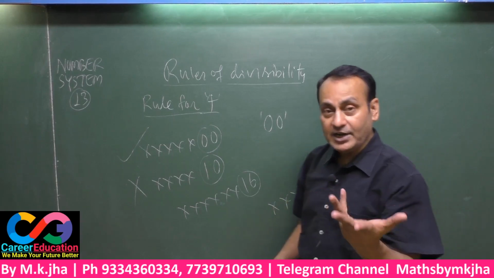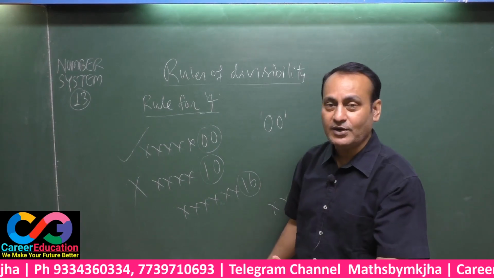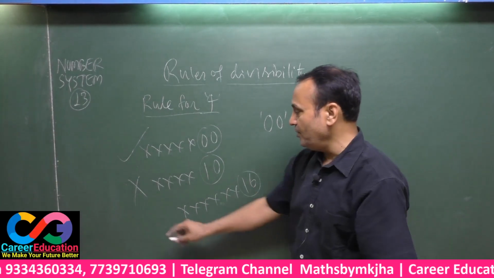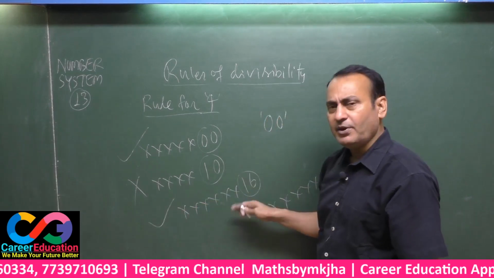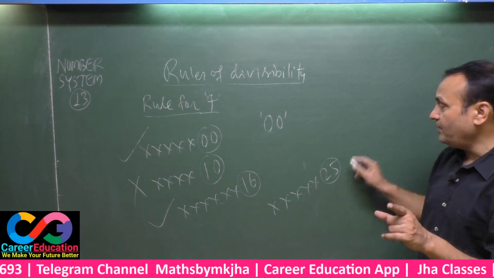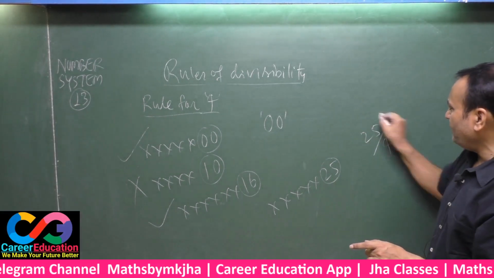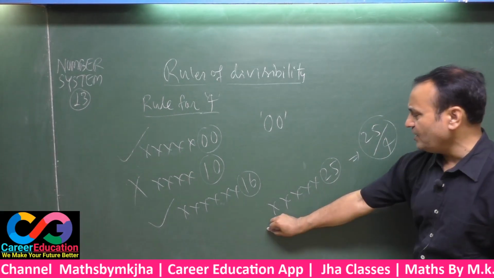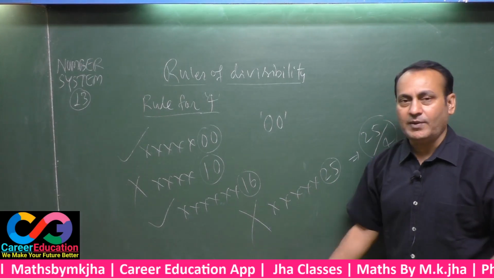16 is divided by 4. 16 is a multiple of 4. That means this 16 is completely divisible by 4. That means this number is also divisible by 4. See here, 25 can't be divided by 4. That means this number is not divisible by 4.